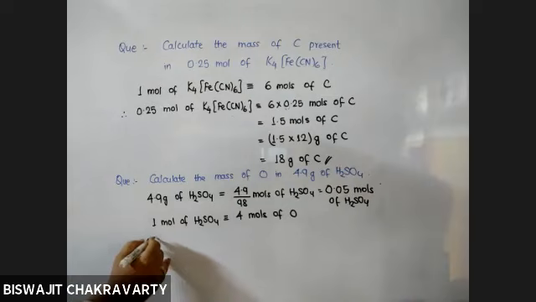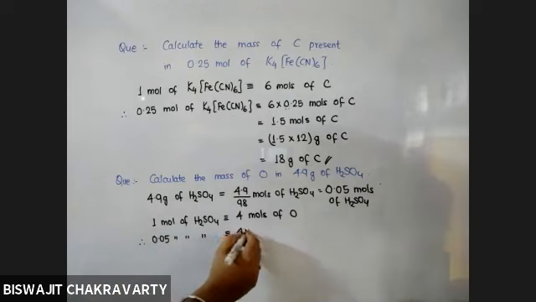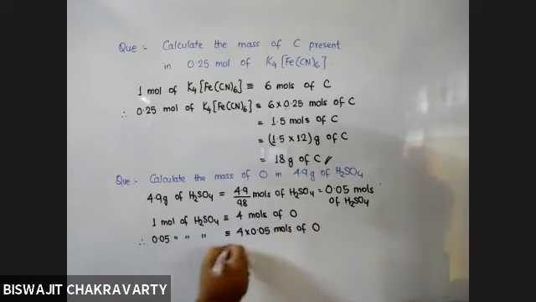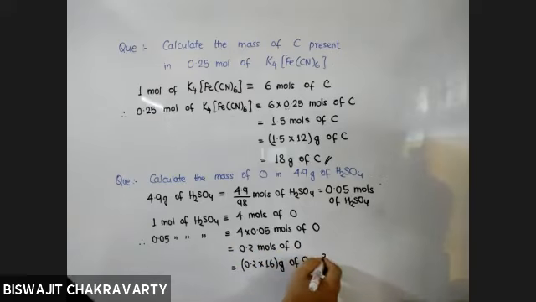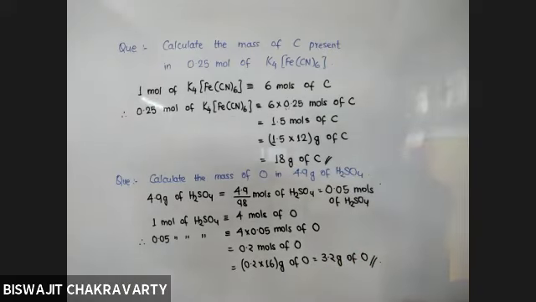So therefore 0.05 mole of H2SO4 will contain 4 into 0.05 moles of oxygen or not? Yes, sir. How much is it? 0.2. But it is required in mass, so I must multiply it with 16 or not. Yes, sir. Are you getting this? This is the correct answer. I hope it is clear now.